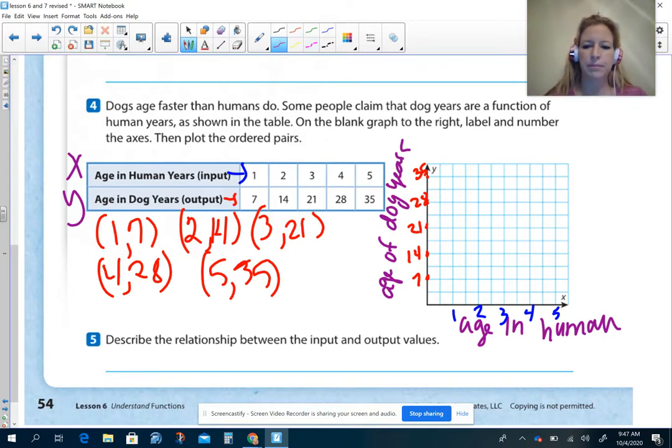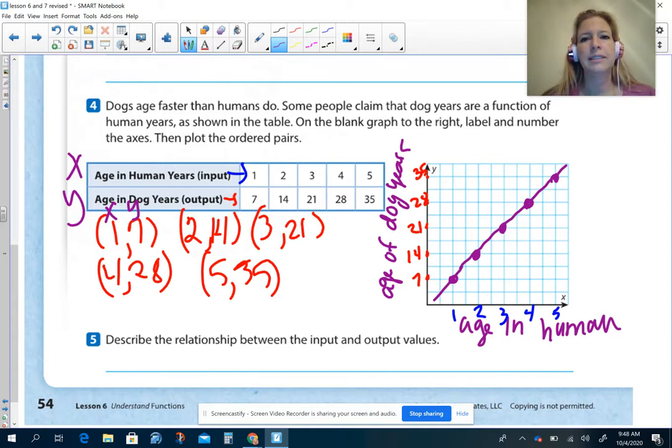So when I'm graphing 1 to 7, I'm graphing my X, then my Y. X comes first, don't ask why. That's what I always say in my classroom to help us remember that we graph with our X first and then our Y. So 3, 21, 4, 28, 5, 35. And look what we have here. We have a straight line. Isn't that awesome?